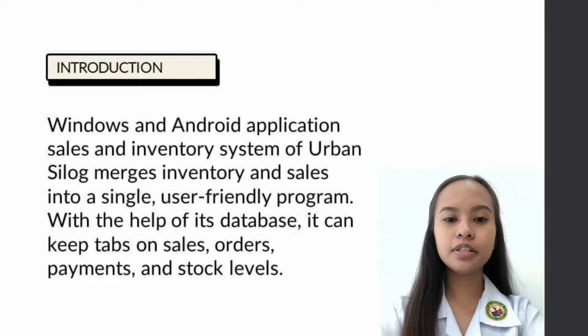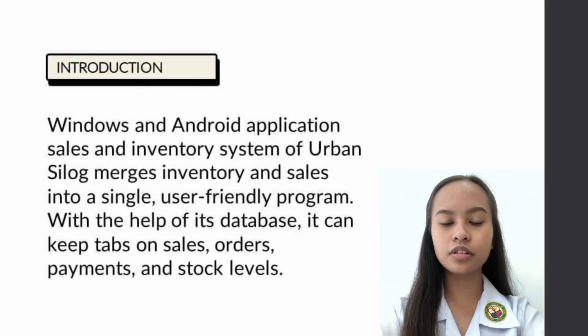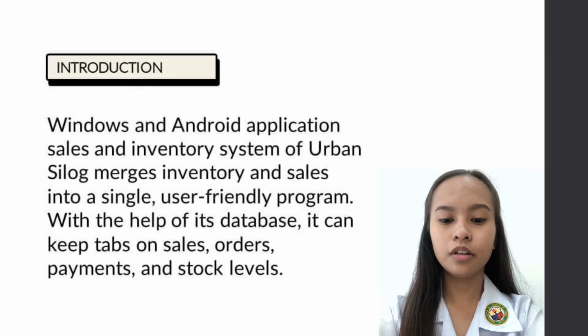Introduction. Businesses save time by using Windows and Android application sales and inventory system to speed up transaction while improving accuracy, as it is simple to confirm the amount of money and the timing of transactions. The system assists with the preparation of purchase orders, list, cash, and sales invoice.